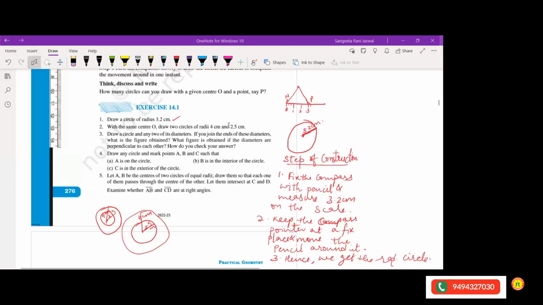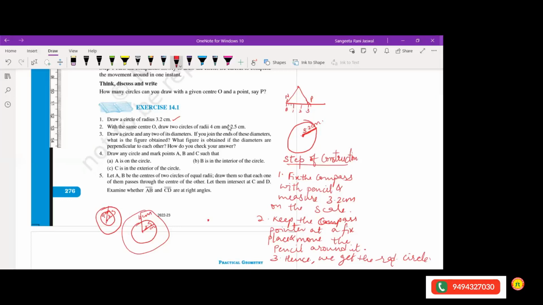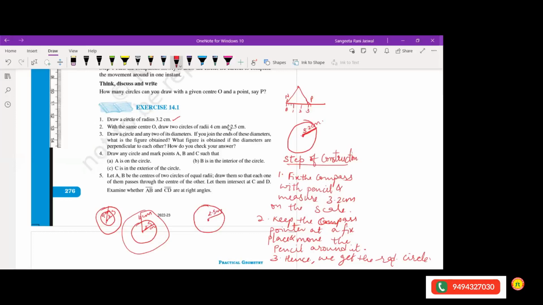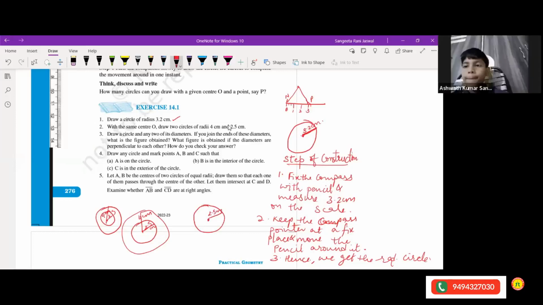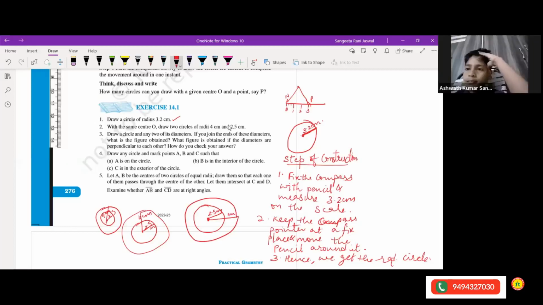Now I was saying that you have to make two circles with the same center. Suppose this is the center. You know how to make a circle? Yes, ma'am. So measure radius 2.5 centimeter and make one circle. Then with the same center and radius 4 centimeters, make another circle. The center should be the same. Understood? Yes, ma'am.